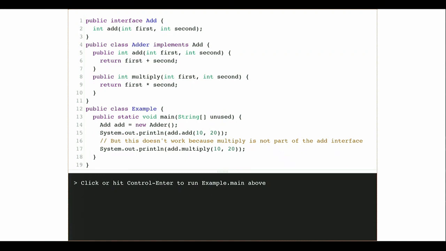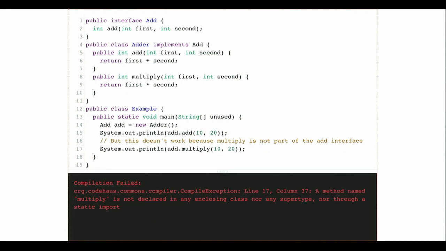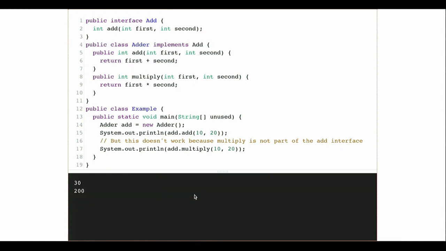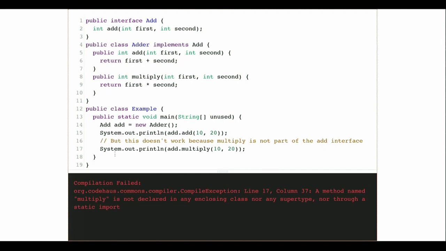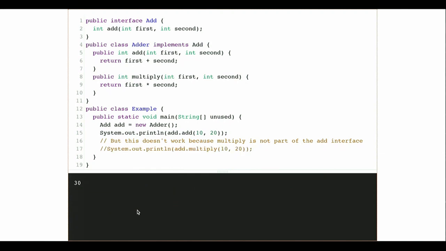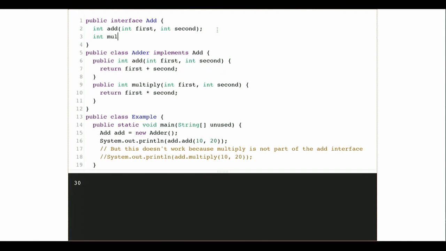Okay, so again, I'll just show you this little example. Here it's complaining that multiply is not part of the interface. If I change this to adder, now I'm good. So if my reference is to an adder, then I can call any public method that it defines. If my reference is to an interface, I can only call methods that are defined on the interface. If I added my multiply method to the interface, then I would be able to do this. So if I upcast to an interface type, I get to use the methods that interface defines.